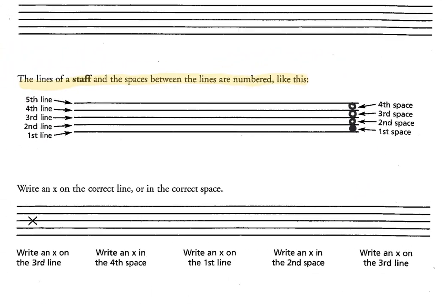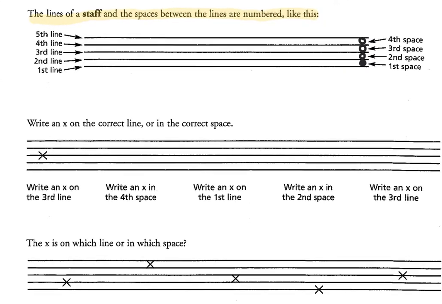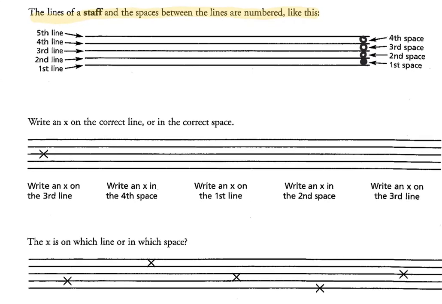Okay. Now, here's the first thing that you're going to do. This says, write an X on the correct line or in the correct space. They did the first one for you. So if I look at this first one, write an X on the third line. Is that what they did? Let me change this to something a little easier to see. There's the first line, second line, third line. Yes, they did. So they must have figured it out a little bit, right?